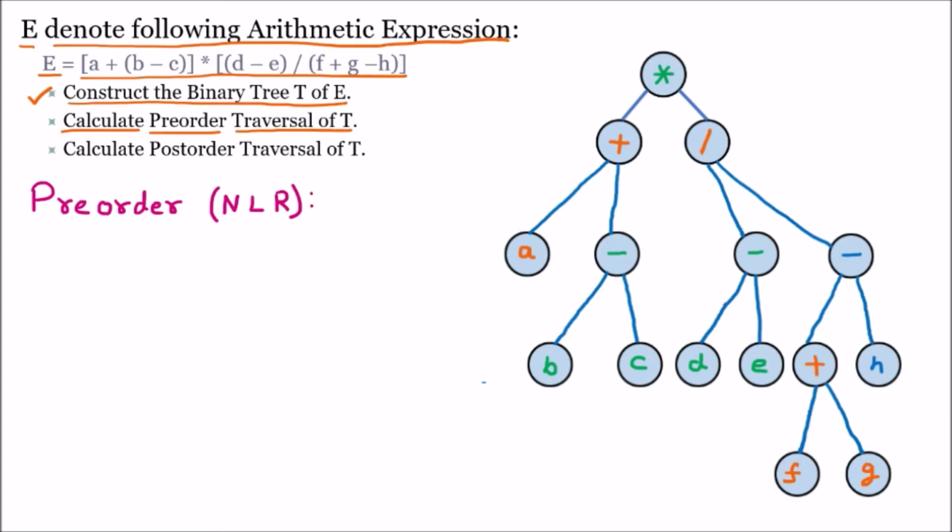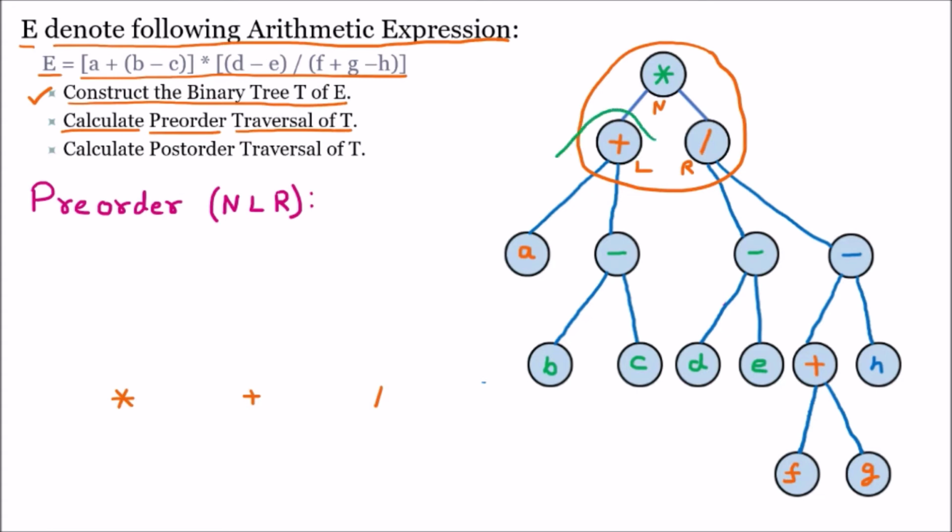Now first of all we start from the top, and from the top we have these nodes, and we know that this is the node, then the left and the right. So node left right, that means we have the star, then afterward plus and the slash. So these are the things.